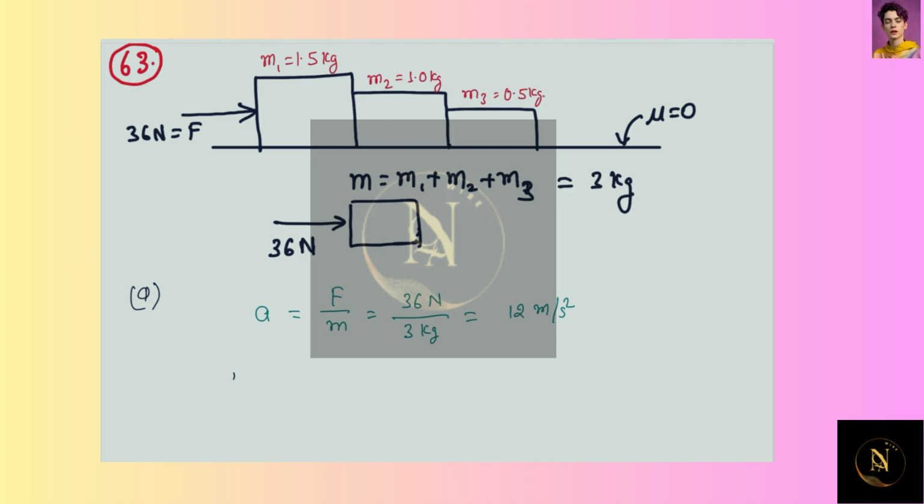Therefore, the acceleration of each block is 12 meter per second square.